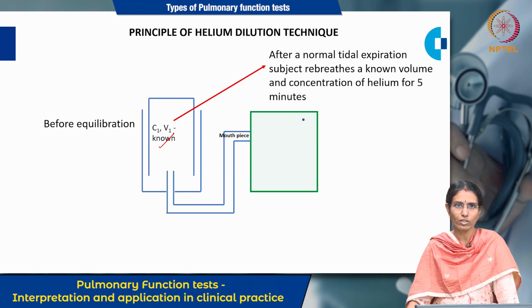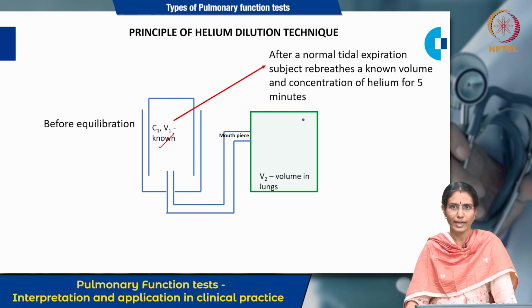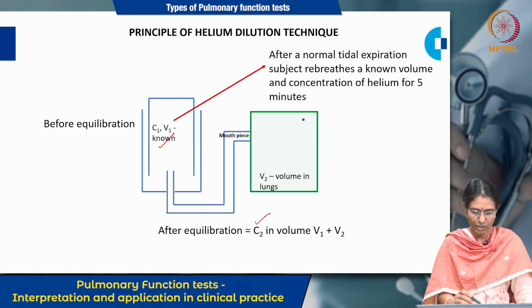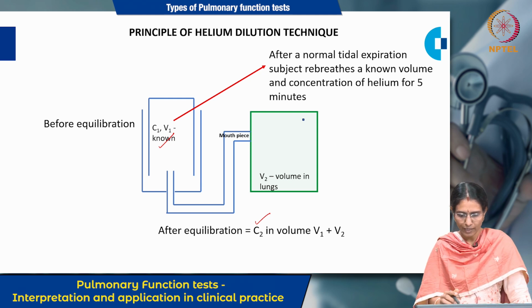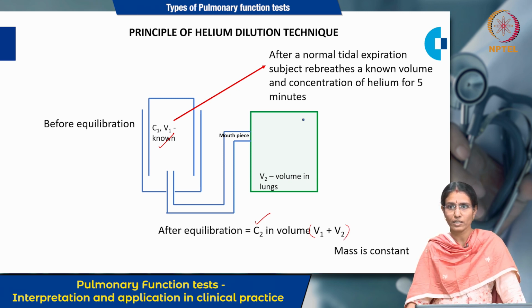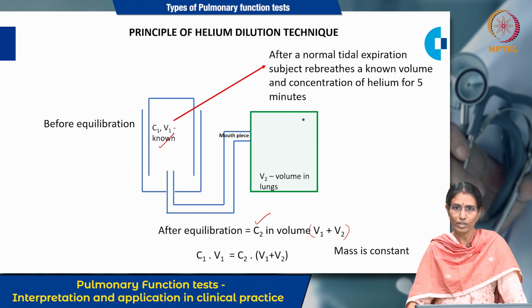So before equilibration, concentration is known, volume is known. And now this is the volume which is there in the lungs at the end of tidal expiration. So what happens to this helium? Whatever helium is there gets redistributed in the volume which is there in the lungs too. After equilibration, you can measure the new concentration, and this helium is now distributed in these two volumes, V1 and V2. We all know that mass is constant, law of conservation of mass. So C1 into V1 is equal to C2 into (V1 plus V2).